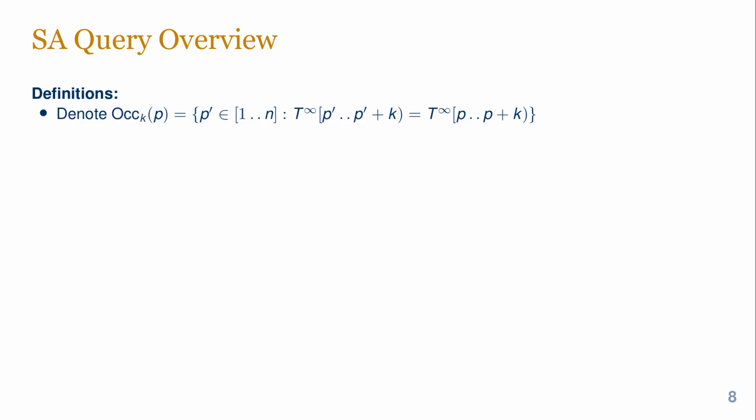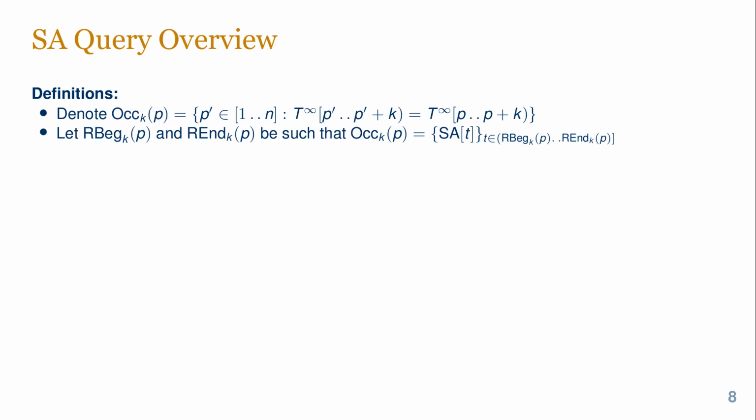We now take a closer look at the key ideas in our dynamic suffix array. Let AWK_k(p) denote the set of positions p' such that substrings of length k starting at positions p and p' are equal. To avoid boundary cases, we state our definition using the string t^∞, which is the concatenation of infinite copies of t. From now on, we also assume that t ends with a unique sentinel symbol smaller than all other symbols in t.